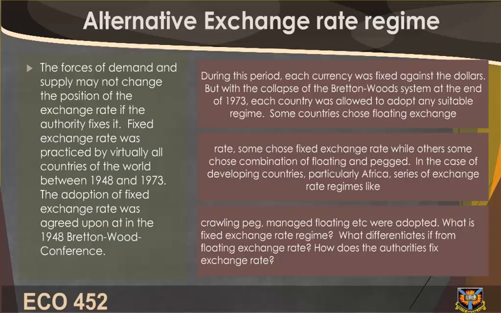Some countries chose floating exchange rate, some chose fixed exchange rate, while others chose a combination of floating and pegged. In the case of developing countries, particularly in Africa, a series of exchange rate regimes like crawling peg, managed floating, etc. were adopted. What is a fixed exchange rate regime? What differentiates it from floating exchange rate? How does the authority fix exchange rate?